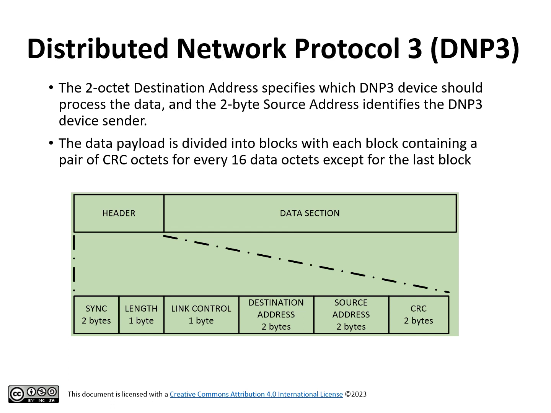The data payload is divided into blocks, with each block containing a pair of CRC octets for every 16 data octets, except for the last block. Note that the data link layer can only handle a maximum of 250 data octets. The application layer fragments a message depending on the receiver's buffer size, which ranges from 2048 to 4096 bytes. Consequently, a fragment of size 2048 must be broken into 9 frames by the transport layer before passing on to the data link layer.